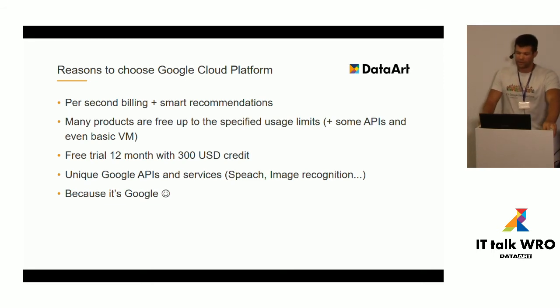Another reason is that many products are free up to specified usage limits, and this free tier is also standard for Azure and Amazon. But in Google Cloud Platform you can even use some APIs, like Google APIs, and you can even have a micro virtual machine. It's small, but it's fine to start and try a cloud platform. Also, there is a free trial of 12 months with a $300 credit, which is more than enough to try any service on Google Cloud Platform.